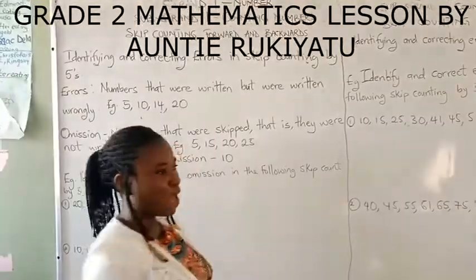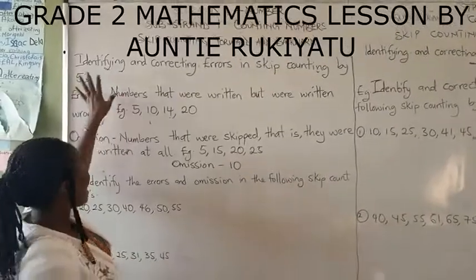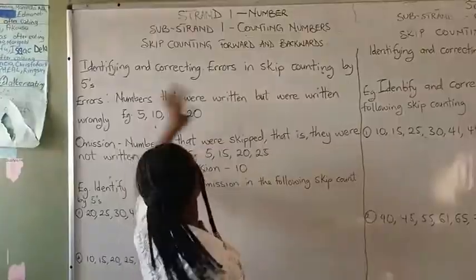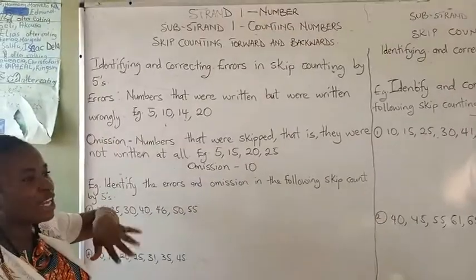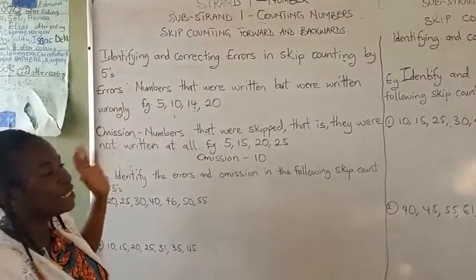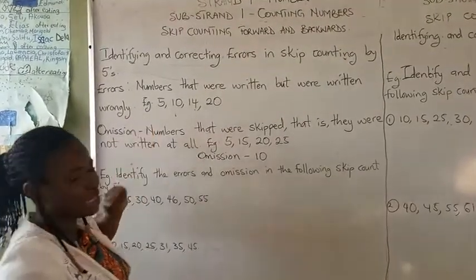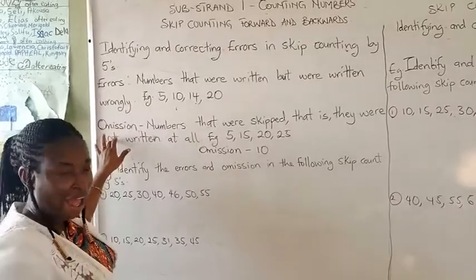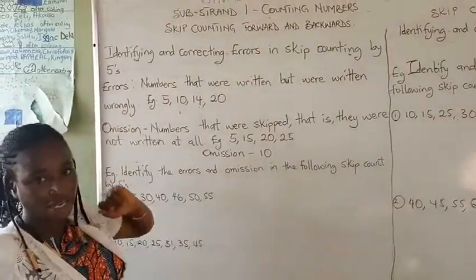In today's lesson, we are going to look at identifying and correcting errors in skip counting by times. So we are going to identify some errors and omissions in some numbers, and then we will be able to write them. But before we go, let's see what errors and omissions are when it comes to identifying them.